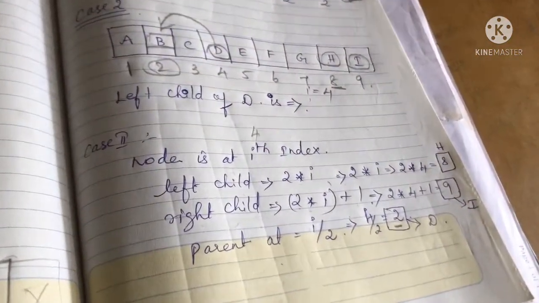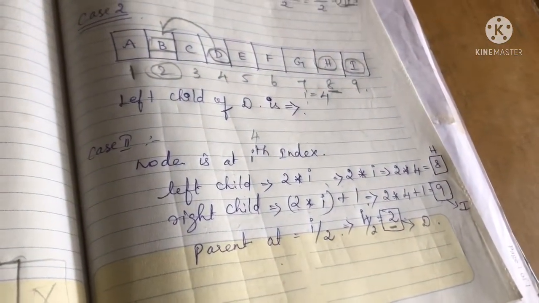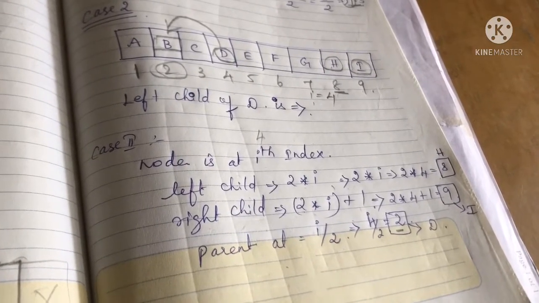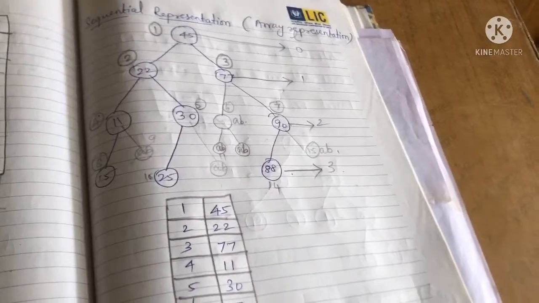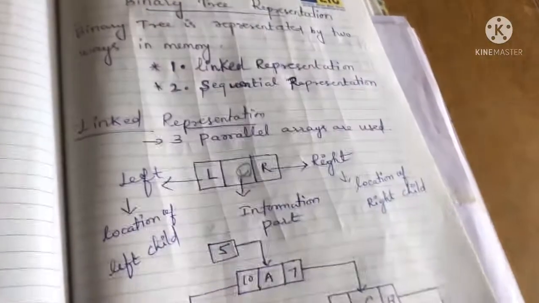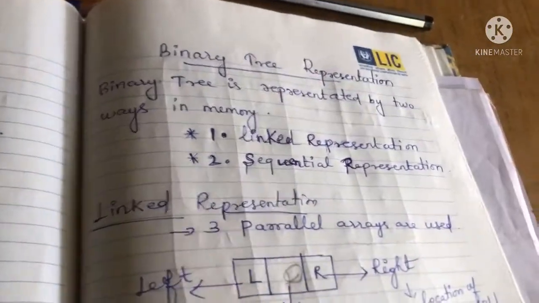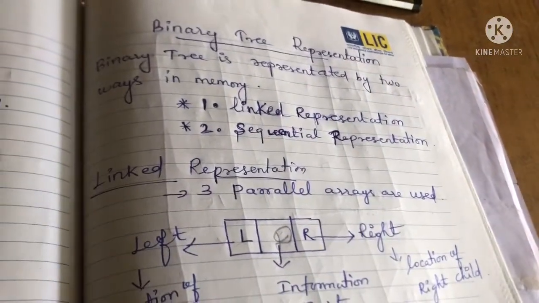Likewise, we can easily find the left child, right child and parent node of a particular ith index. This is the representation of a binary tree. Binary trees are represented in two ways: linked representation and sequential representation.